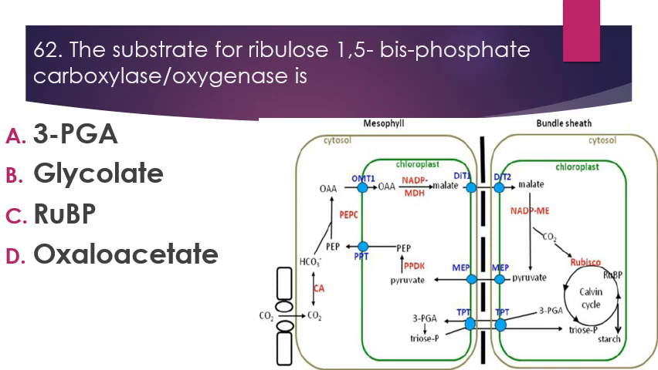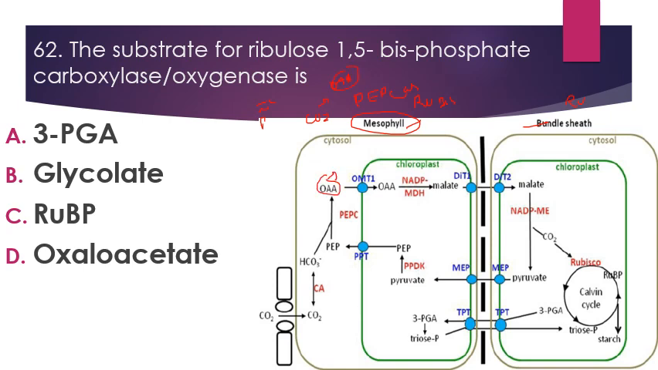In C4 plants, there are some anatomical differences between the mesophyll cell and the bundle sheath cell. The mesophyll cell lacks Rubisco, while the bundle sheath cell contains Rubisco. The mesophyll cell contains one enzyme called PEP-case, phosphoenol pyruvate carboxylase. Its only function is addition of carbon dioxide to a 3 carbon compound, that is PEP.